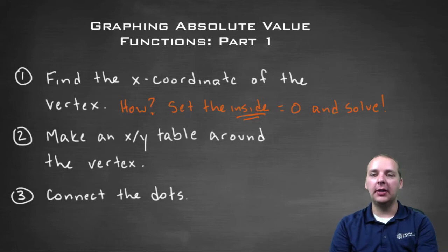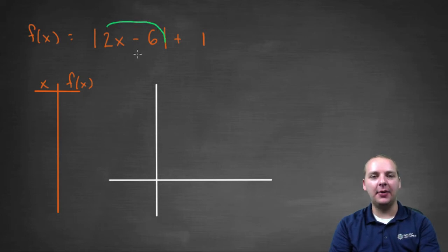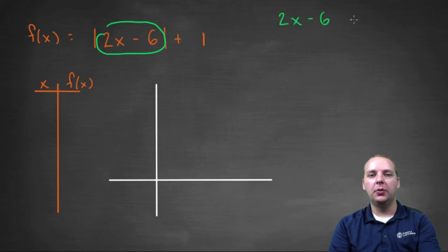All right, so let's try this with an example. So I've got one made up here. Let's say our function is the absolute value of not just x, but 2x minus 6, quantity, plus 1. So there's a lot of different stuff going on here, and I'd like to graph it. The first thing we're going to do is take the inside, the 2x minus 6, set that equal to 0 and solve it.